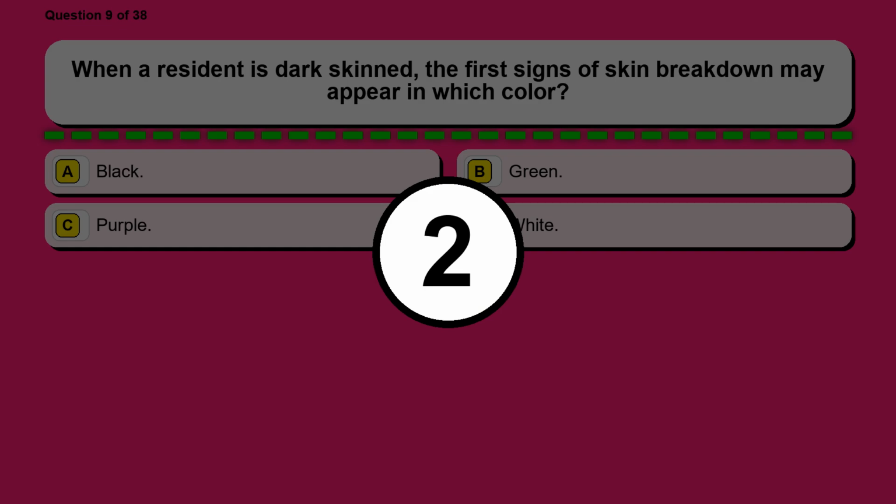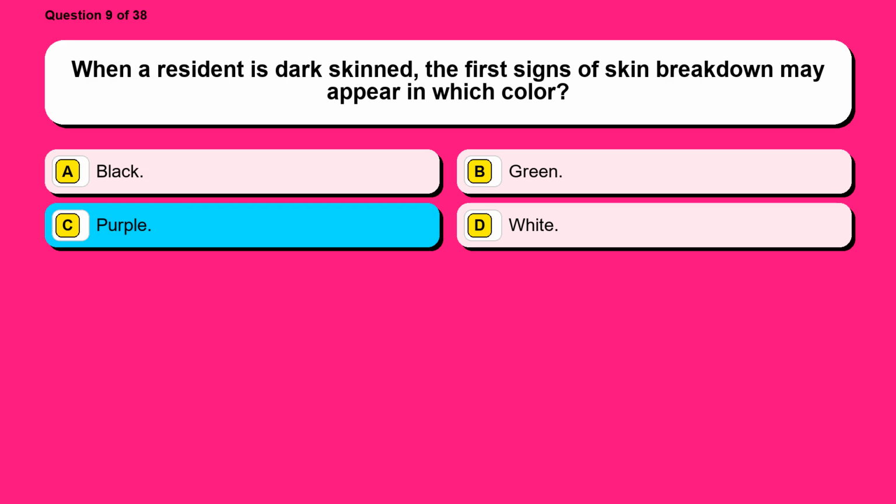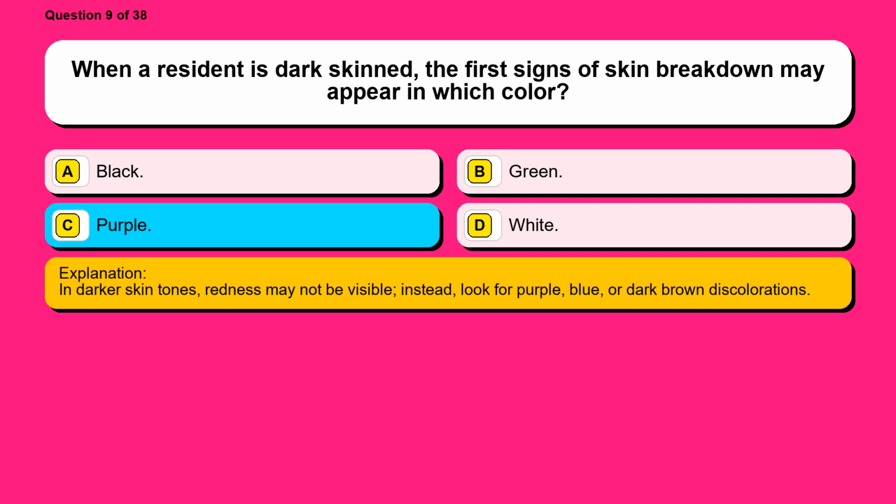The correct answer is option C, purple. In darker skin tones, redness may not be visible. Instead, look for purple, blue, or dark brown discolorations.